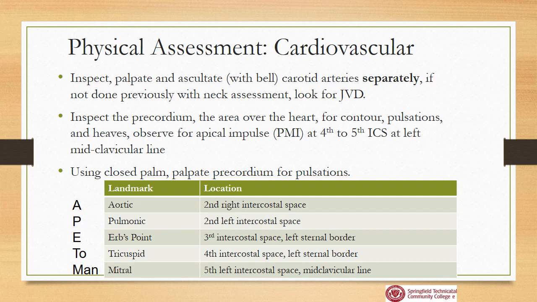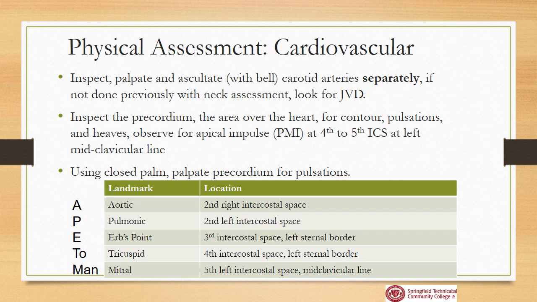Moving on to the cardiovascular assessment, you're going to use the bell of your stethoscope, again, as previously mentioned, to listen to your carotid arteries. Always assess the carotid separately, not both at the same time. If you didn't already previously look at the patient during the neck assessment, you look for JVD, and the way you do that is you have the patient sit in like a semi-Fowler's position up in the bed, and you just watch to see if those jugular veins are distended. That's a sign of fluid overload, jugular venous distension.